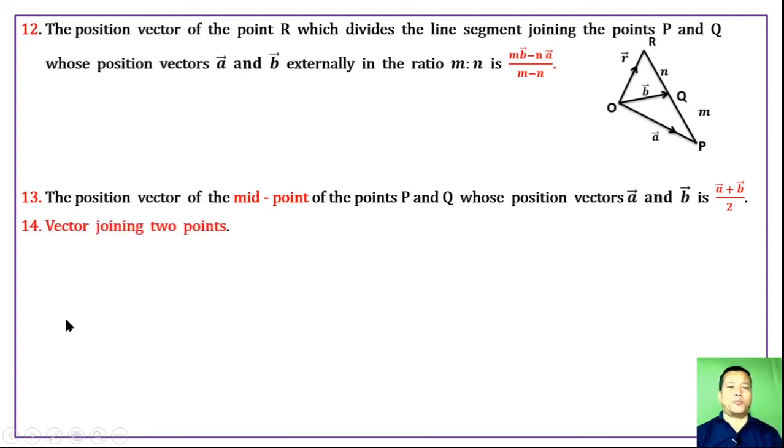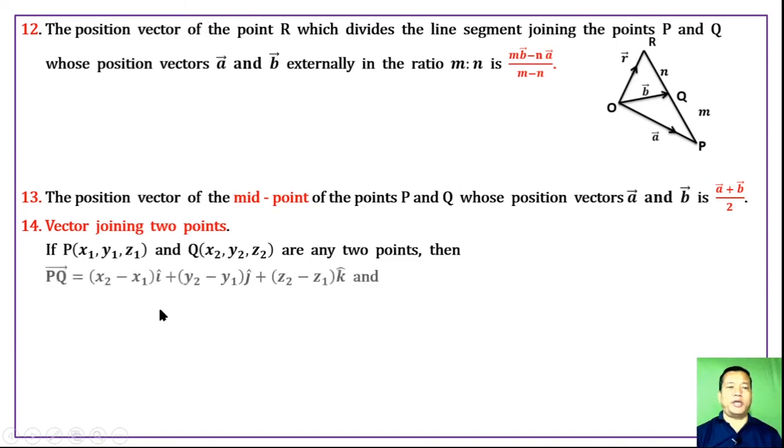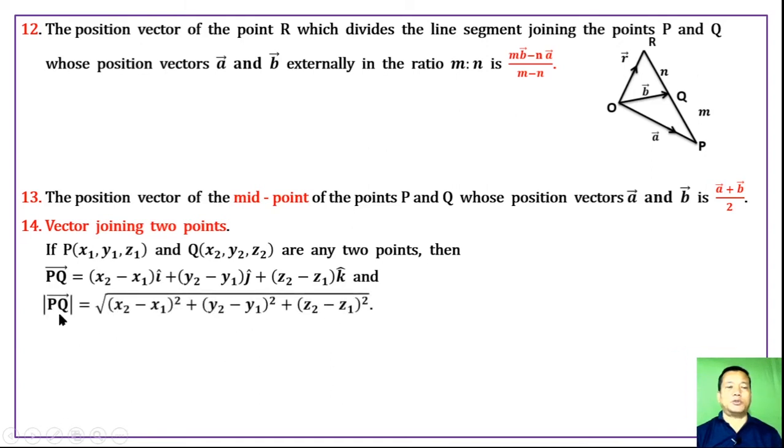Vector joining two points. Let P, whose coordinates are x1, y1, z1, and Q, x2, y2, z2, be any two points. Then PQ vector is equal to (x2 minus x1) times i cap plus (y2 minus y1) times j cap plus (z2 minus z1) times k cap, and the magnitude of PQ is equal to the square root of (x2 minus x1) whole square plus (y2 minus y1) whole square plus (z2 minus z1) whole square.